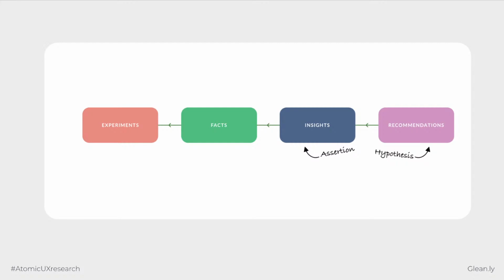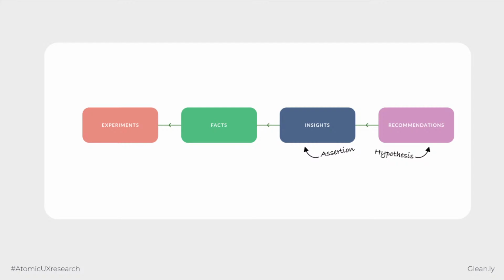So if someone's come to you and said, I've got an idea for a new product, we call that a recommendation. Something actionable should be recorded as a recommendation. If someone comes to you and says, I think our customers prefer cats to dogs, okay, that's not actionable, but it's still useful to record as an insight, but it's just a hypothesis or an assertion at the moment.